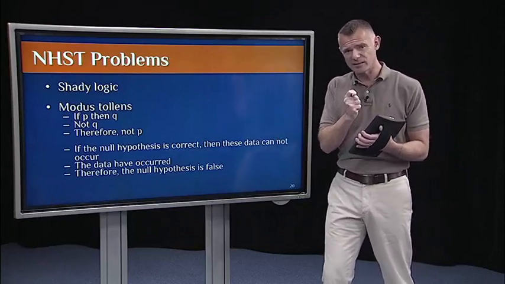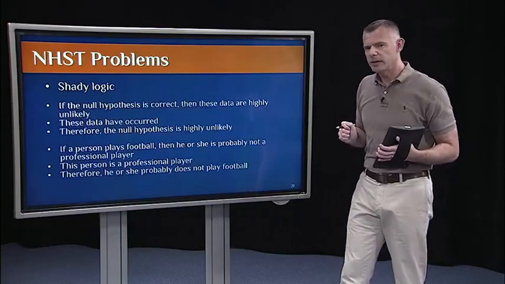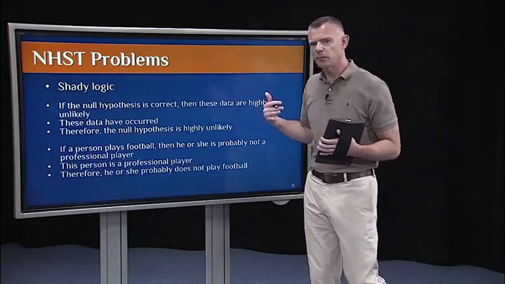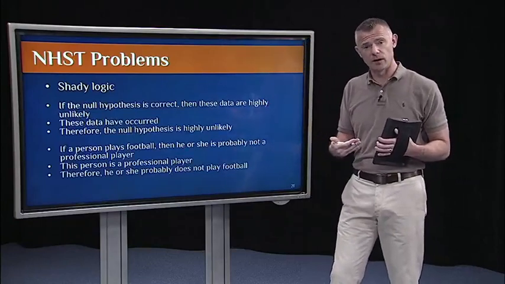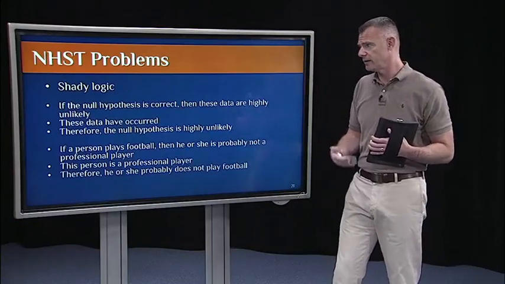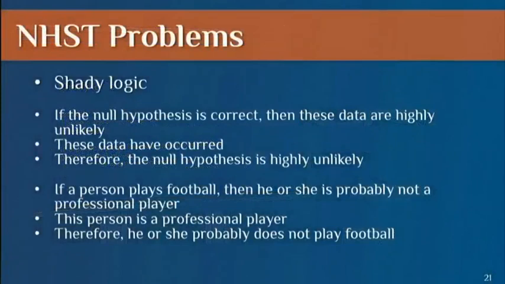But unfortunately, that's not how we do it. The problem is that the logic becomes probabilistic in NHST and in inferential statistics. So instead, this is how it goes. If the null hypothesis is correct, that's the assumption we make, then these data are highly unlikely. That's the probabilistic part. These data have occurred. Therefore, the null hypothesis is highly unlikely. That's what we do when we engage in NHST.